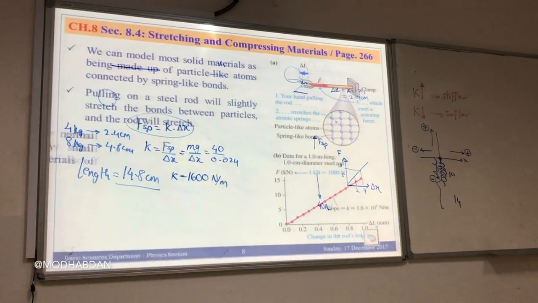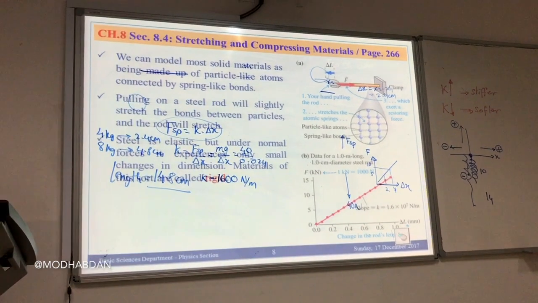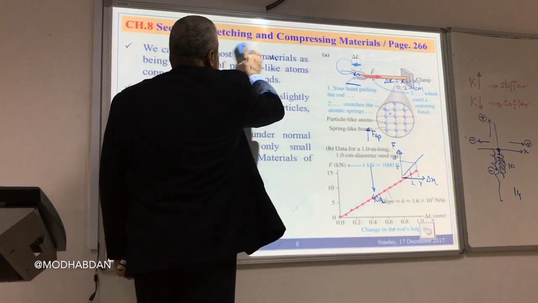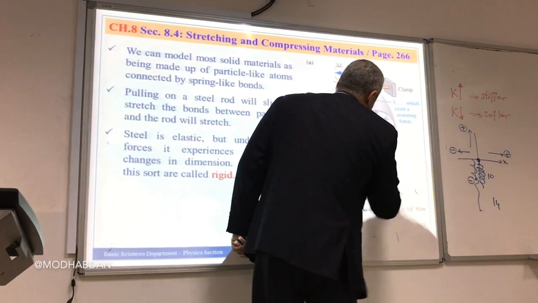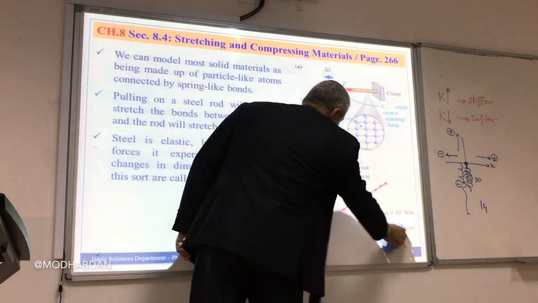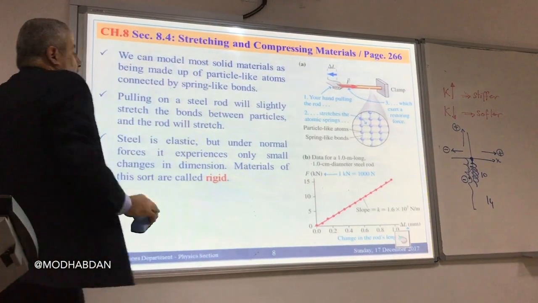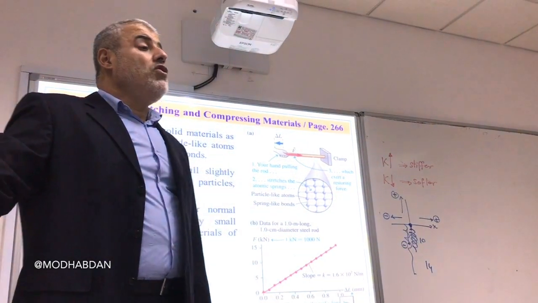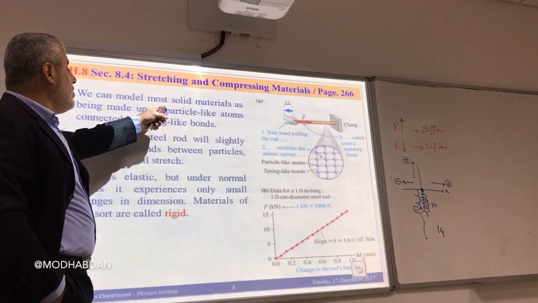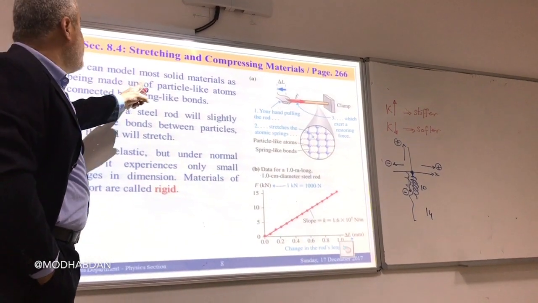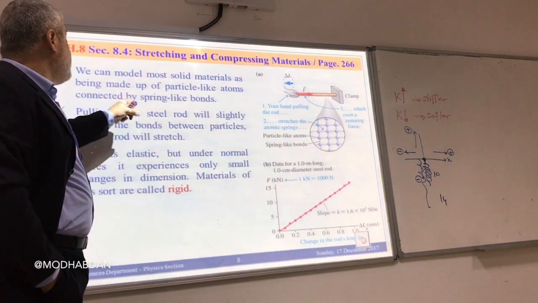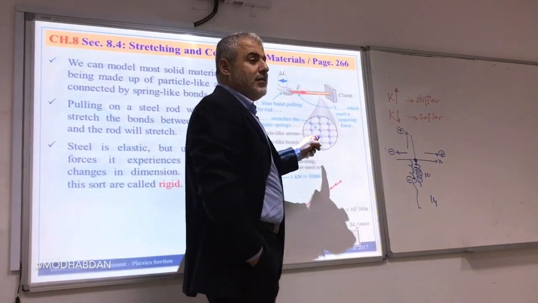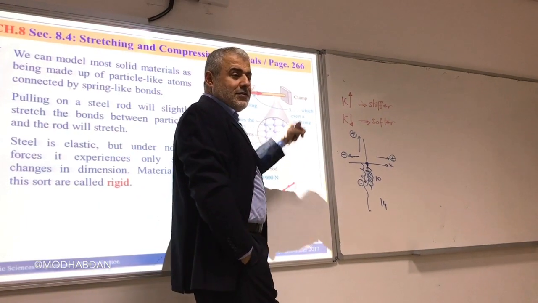Let's go to the next point. Now we have something also. See how we can sometimes model the material. It's mentioned here that we model most materials as being made up of particle-like atoms connected by spring-like bonds. Just like in TV advertisements, you see what is inside the detergent.